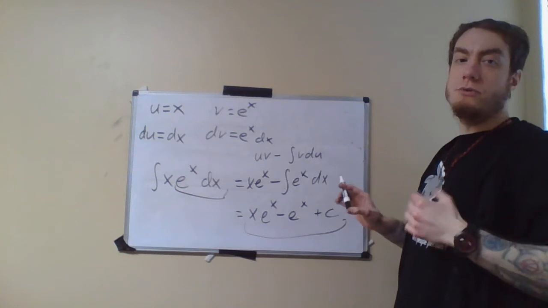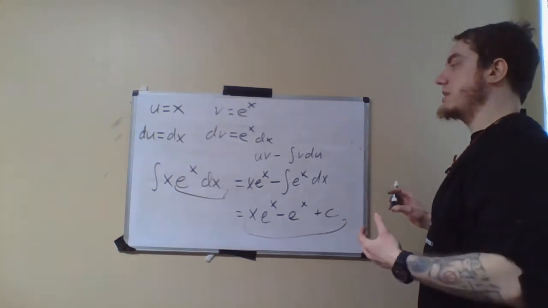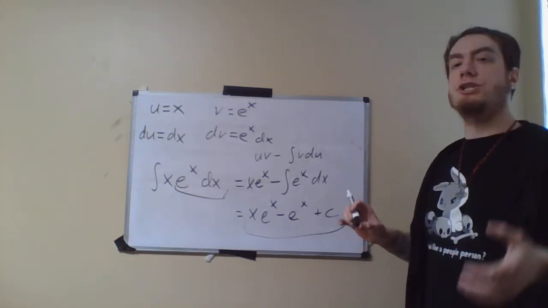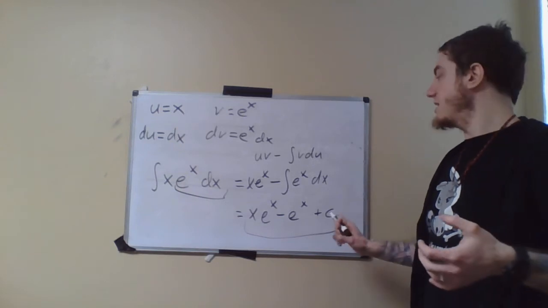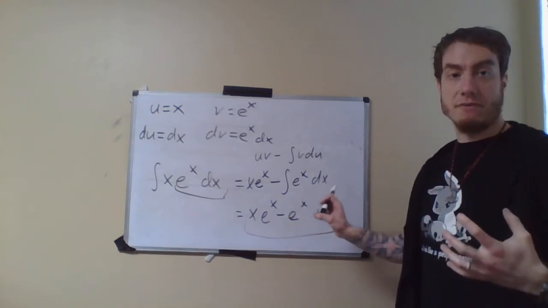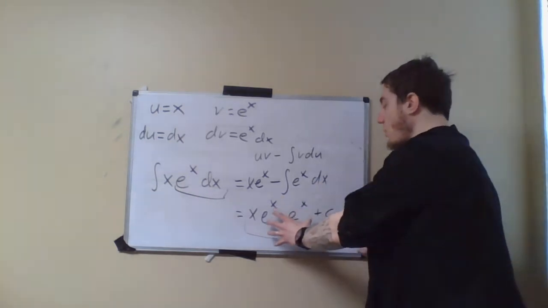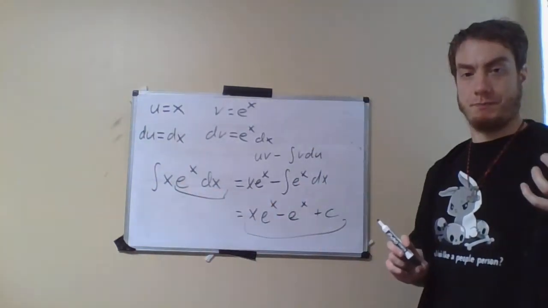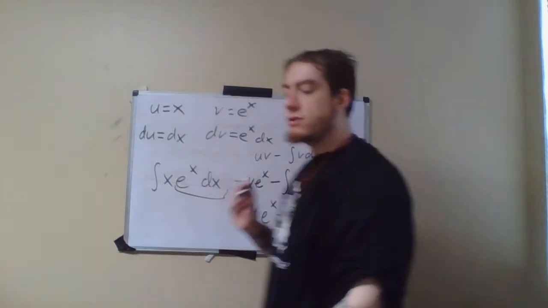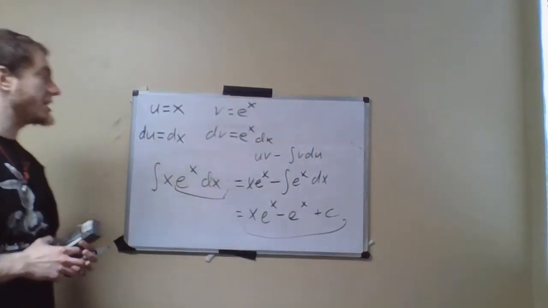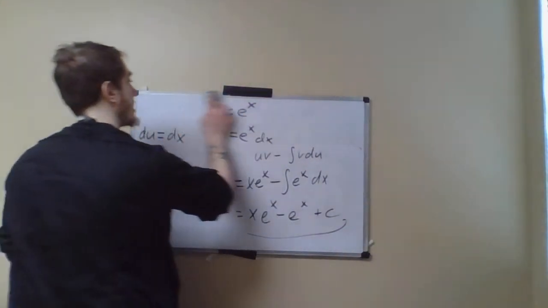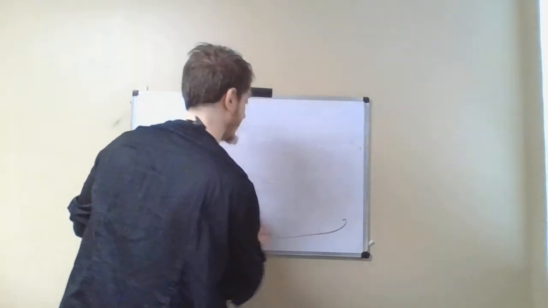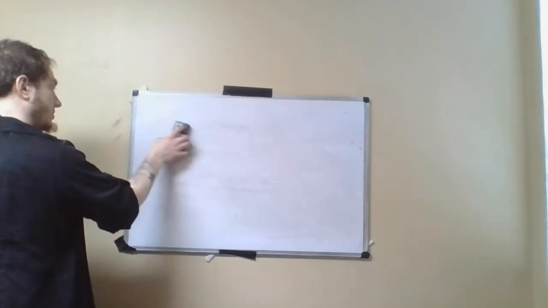So when you do one of these methods, in fact when you're doing an antiderivative in general, you can always check your answer by taking the antiderivative that you found and making sure the derivative comes back to whatever you started with. So there is an example of using integration by parts. Here is another example for integration by parts.